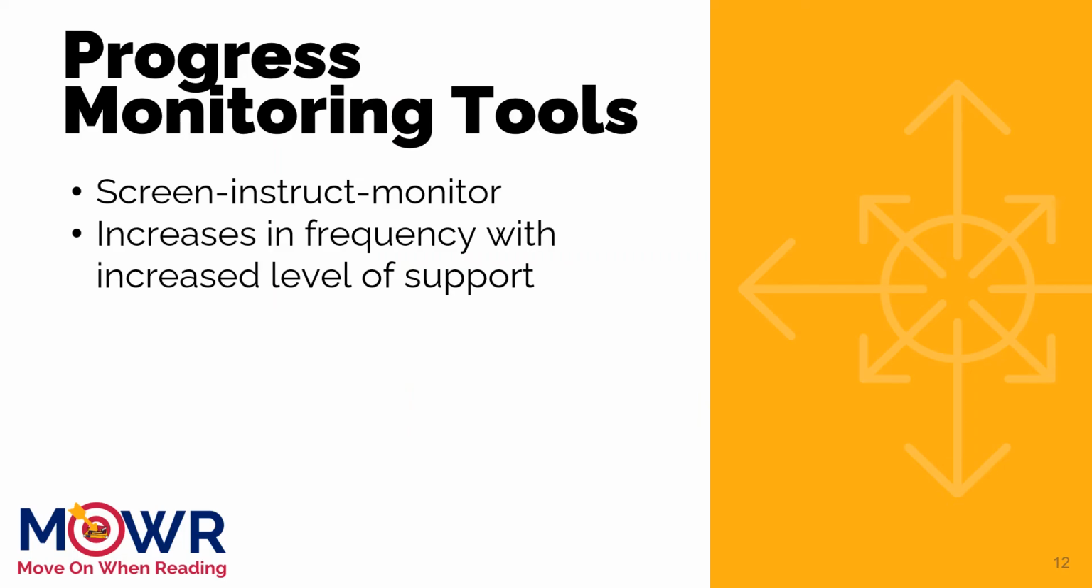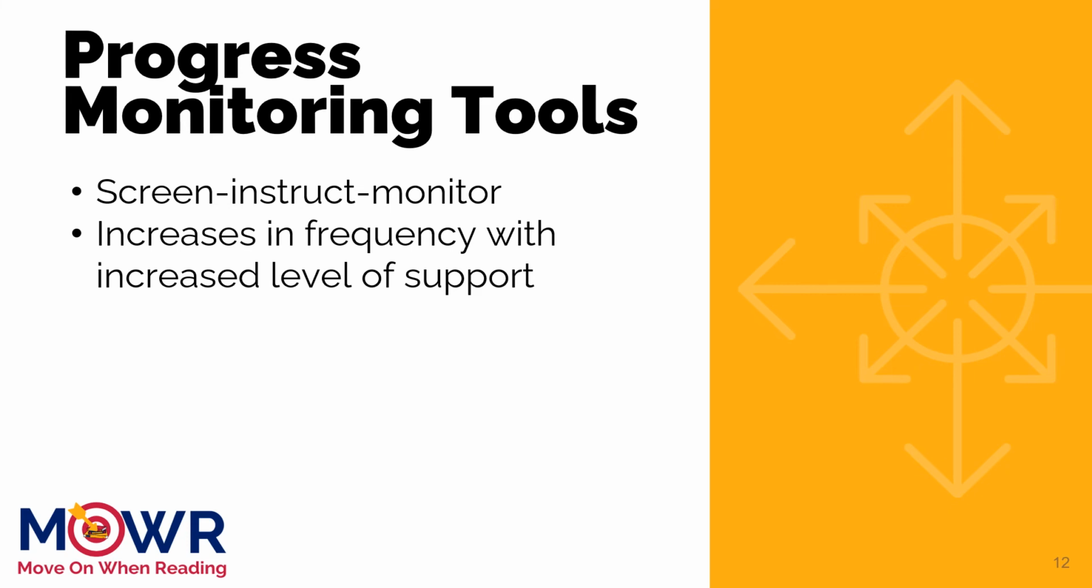Progress monitoring is a critical part of the Screen, Instruct, Monitor process. It will inform how Tier 2 and Tier 3 interventions are working. Are students catching up as expected? Do I keep teaching the way I am? Or do I need to make a change to my instruction?